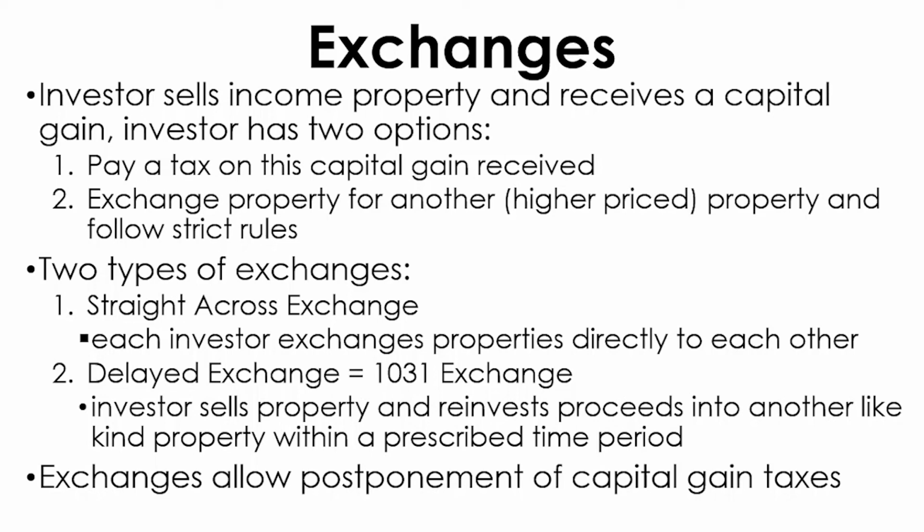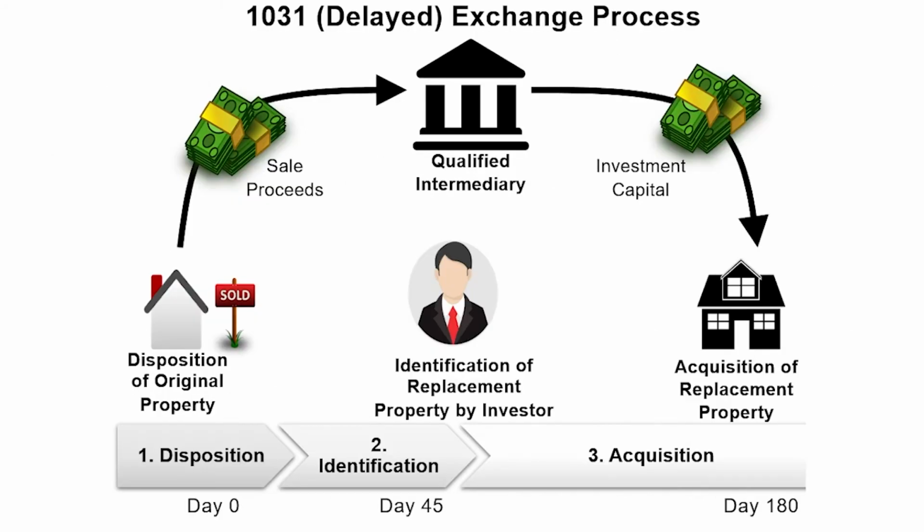So exchanges allow postponement of capital gains taxes. What happens is that you're deferring it. It's not tax-free, you're tax deferred, and it's delayed, so you're going to push it out. So you'll be paying those capital gains taxes sometime in the future instead of right now. And so you get to run on that money, and then you pay the capital gains taxes, or your heirs do that in the future. So those are exchanges.